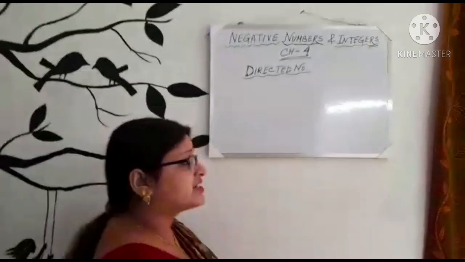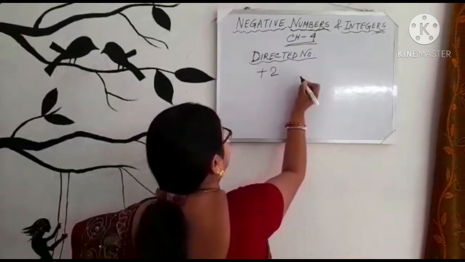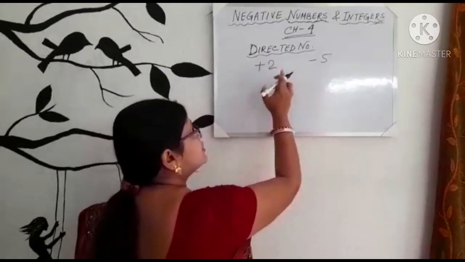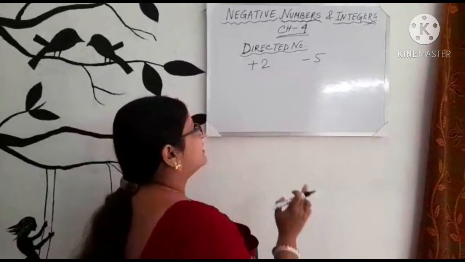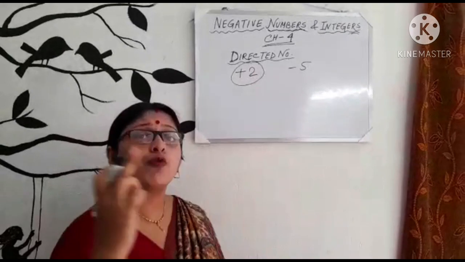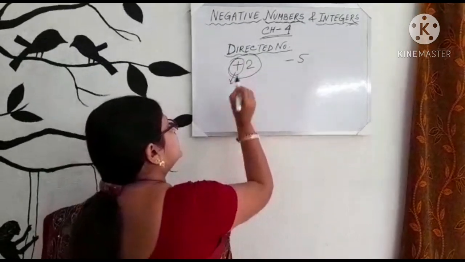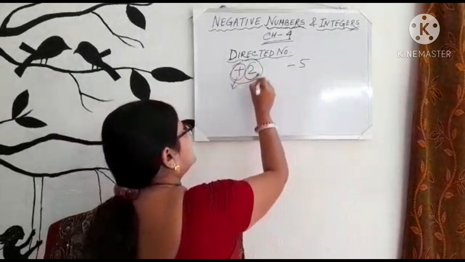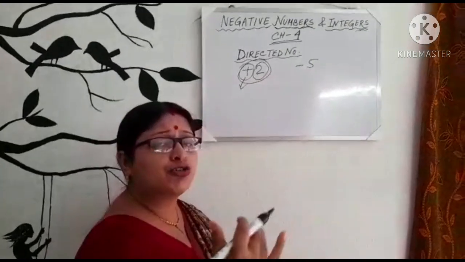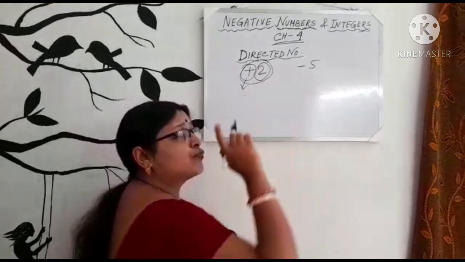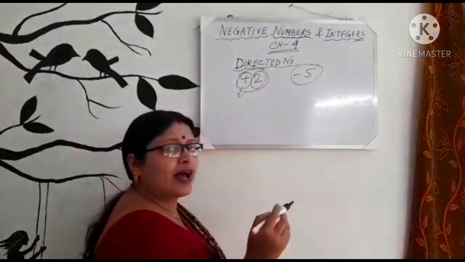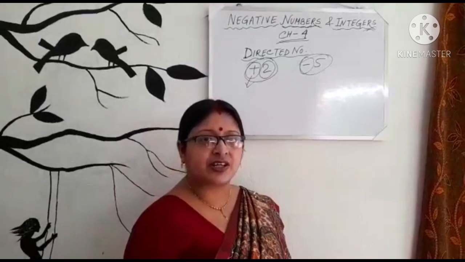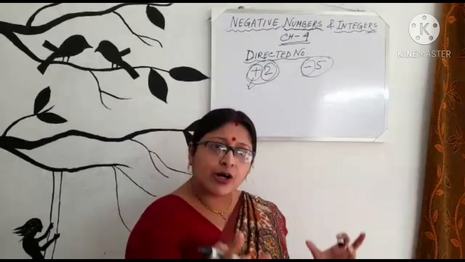Now, moving to the next topic. Directed numbers. You see, plus 2 and minus 5. Okay? That means positive 2 and negative 5. Clear? That means plus 2 means gain of 2. This plus indicates the direction, and 2 is the amount of gain. Plus 2 means gain of 2. Clear? Similarly, minus 5 means loss of 5. Minus indicates the direction, and 5 indicates the amount of loss.